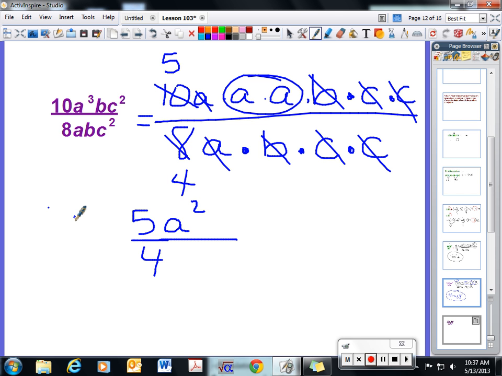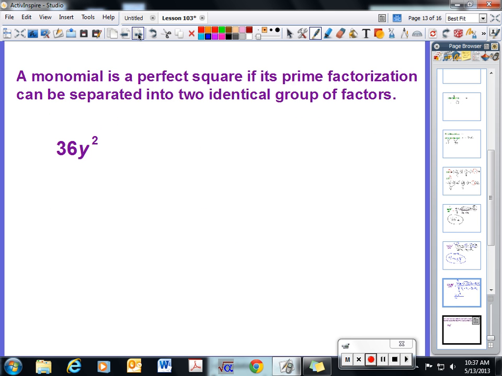Now we're going to do somewhat similar here, finding the square root. Okay, so here's that term I talked about earlier. A monomial is a perfect square if its prime factorization can be separated into 2 identical groups of factors. All right, monomial means one term. Remember, terms are separated by plus or minus signs, and this one has no plus or minus sign, so there's just one term, monomial. Okay? So let's factor it out.